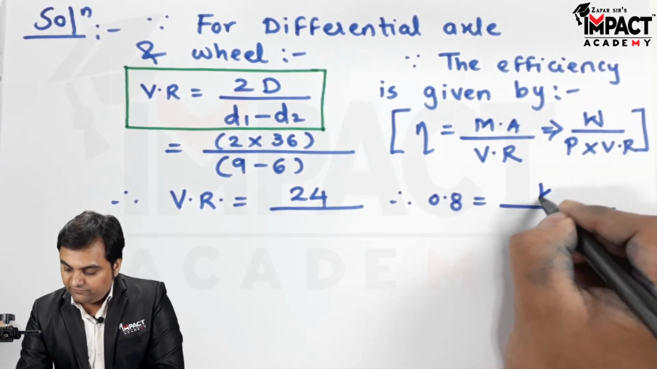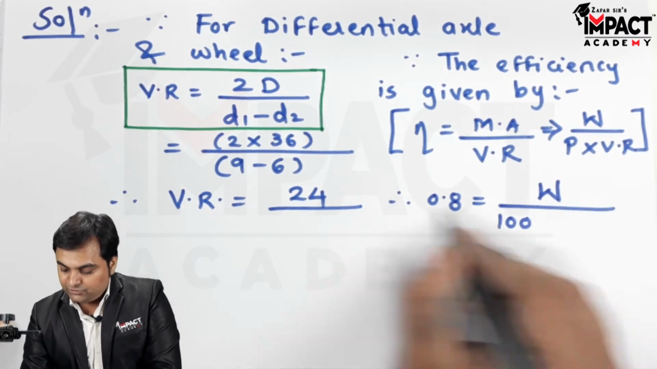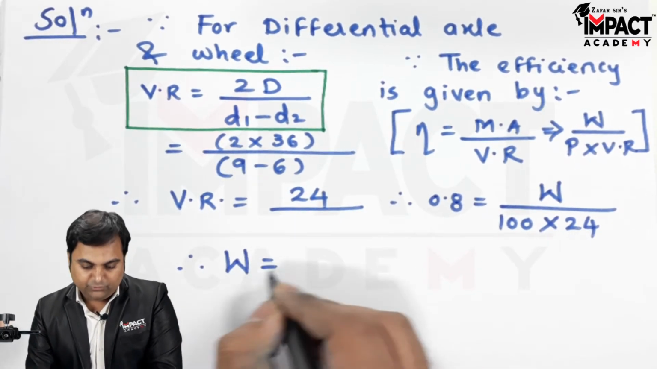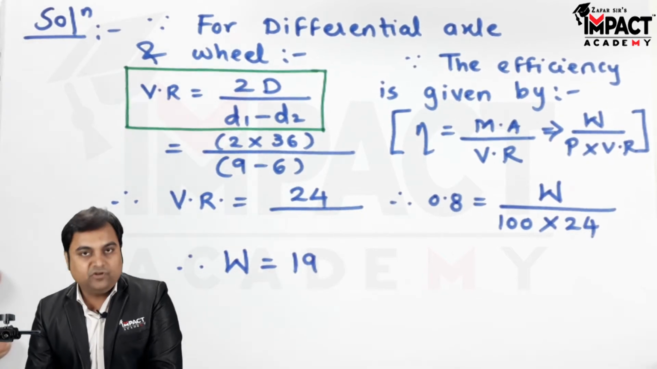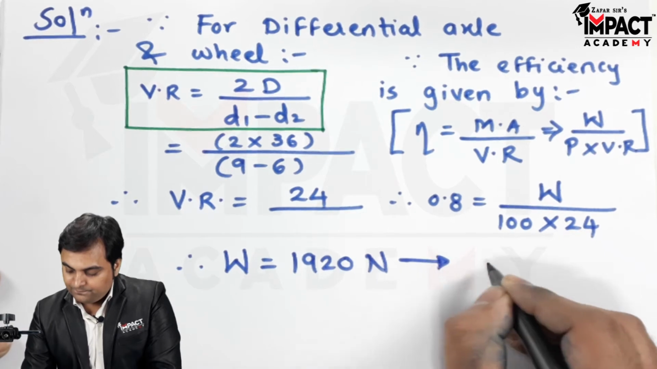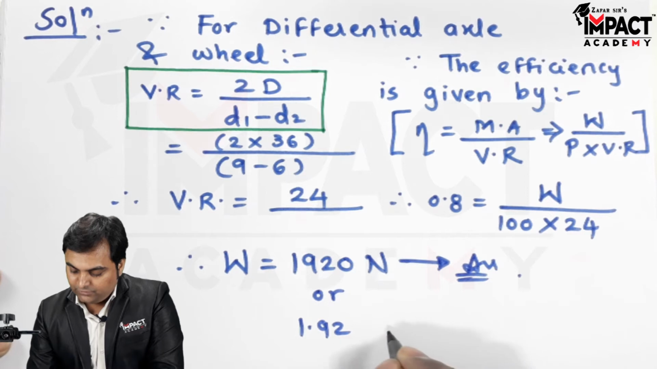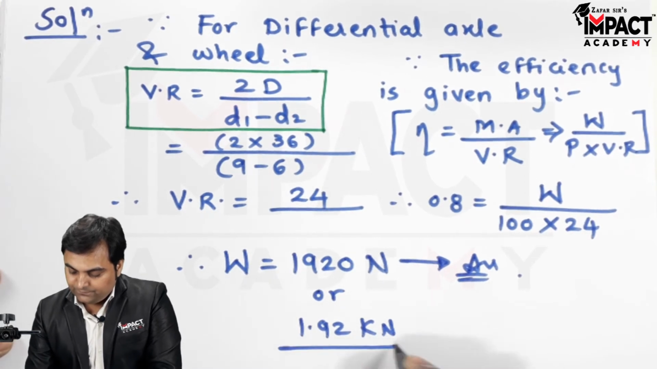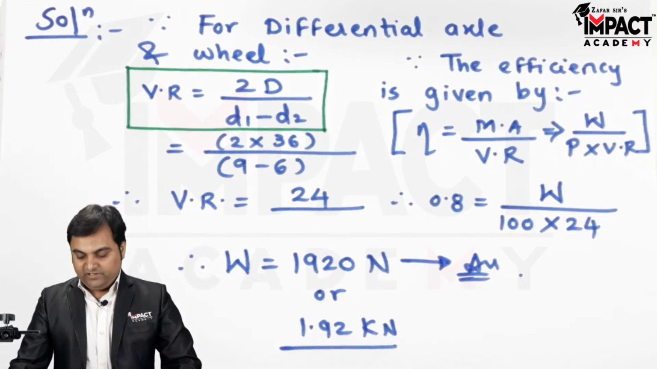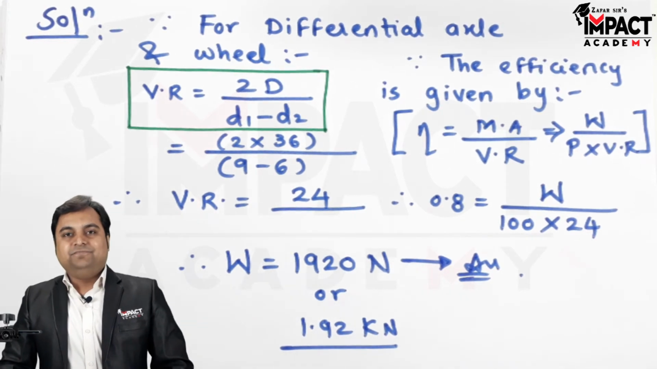The amount of load lifted is the question. Effort P is given as 100 and velocity ratio is 24. So from this we are going to get the value of load, and it comes out to be 1920 Newton. So that's the answer, or we can say it is 1.92 kilonewton. So this was a simple problem regarding the differential axle and wheel, in which we had calculated the amount of load lifted which has been asked in the question.